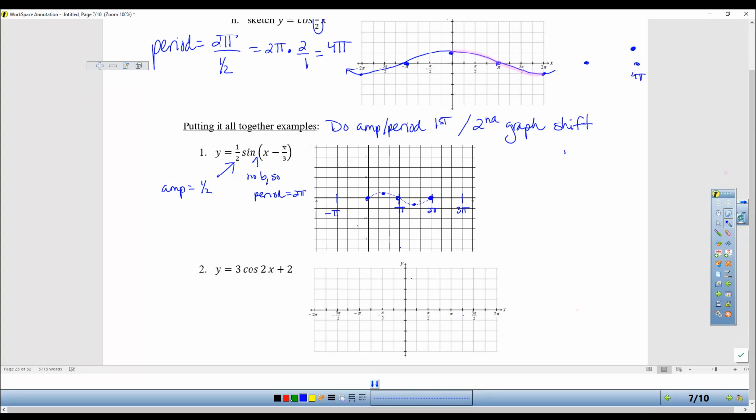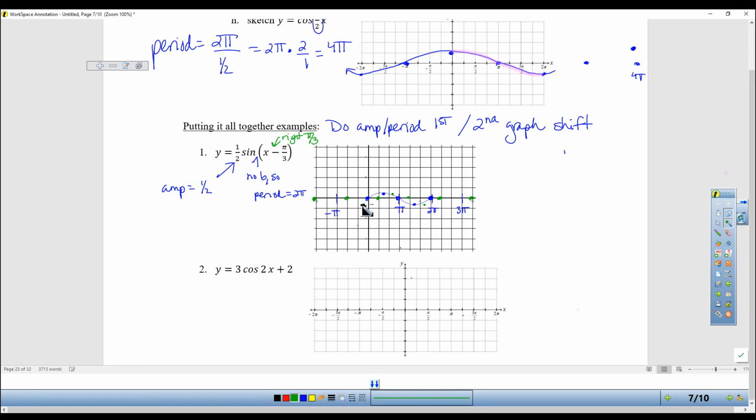And then I'm going to take that graph and shift it to the right, because this one does the opposite, pi thirds. So moving everything pi thirds to the right, this one moves. And then you might look and say, oh, I can see what it's doing every three. One, two, three, one, two, three. That might help you get it nice and accurate.